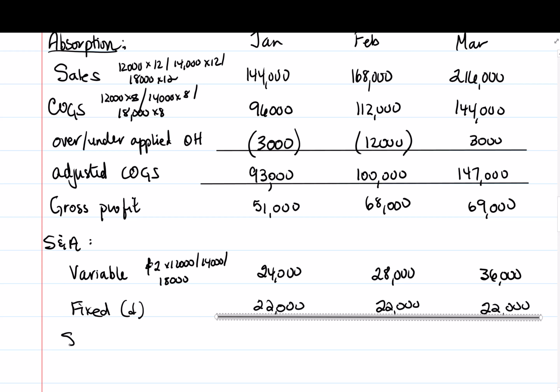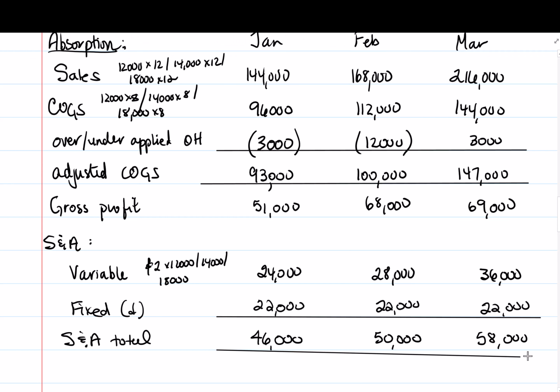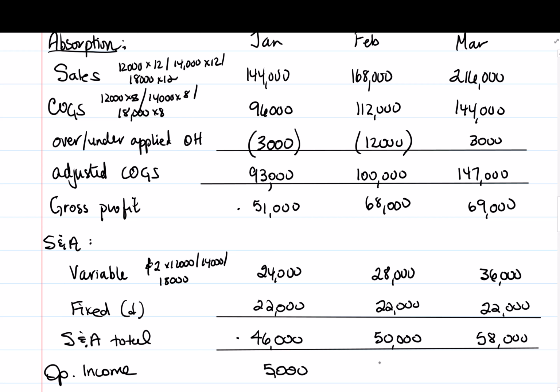So our total selling and admin, probably don't have to subtotal, but gets you to operating income of, this is the gross profit minus the selling and admin, so $5,000, $18,000, and $11,000, as long as my math's all correct here. I'll just put dollar signs while y'all are scribbling.